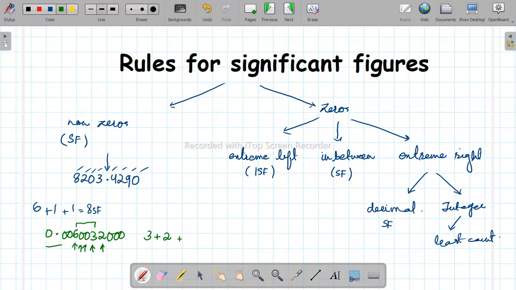We have these three zeros here, right? These three zeros are at the extreme left. और हमें पता है whenever we have zeros at the extreme left, we always take them to be insignificant. तो हम इनको नहीं count करने वाले.